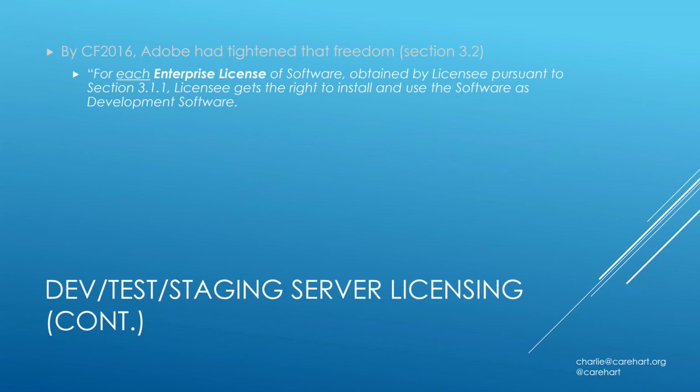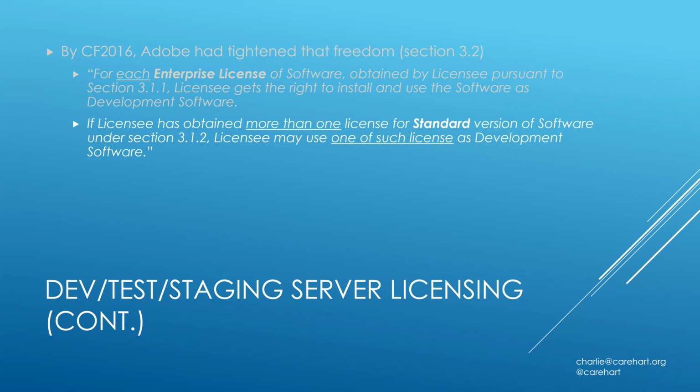It says for each enterprise license, you get the right to install and use the software as development, meaning, and they have the definition of development, testing, and shared development. But for standard, it says you have to have obtained more than one standard to be able to use one such license for development. So it's a little more restricted. You have to have bought more than one.